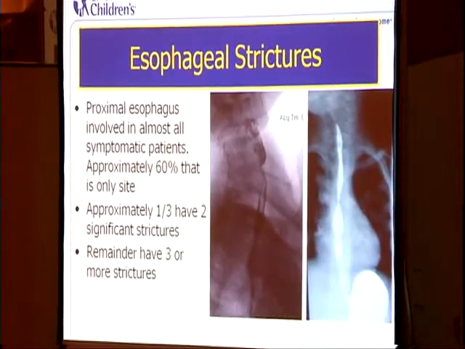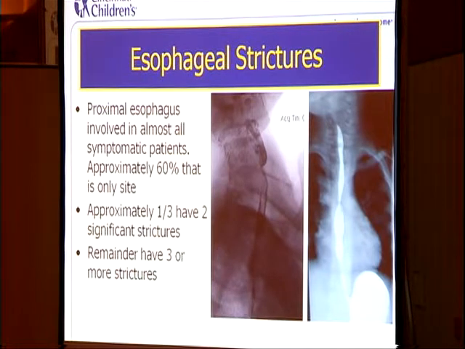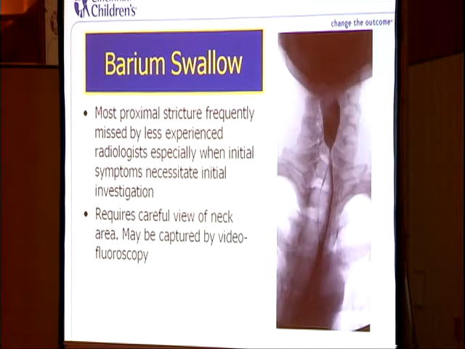Now, the interesting thing is, why is the proximal esophagus the place where most of these strictures occur? In 60% of the patients, the only stricture is in the cervical part, really the neck portion, of the esophagus. One third of the patients will have two significant strictures, and the remainder have three or more strictures, and it can involve the entire length of the esophagus in some patients.